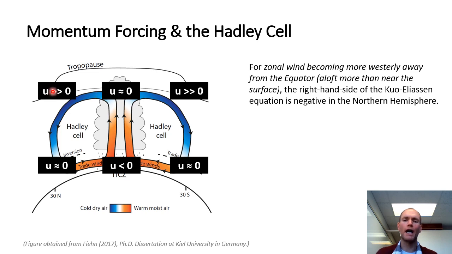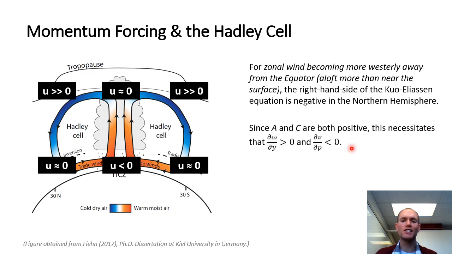Aloft, it is becoming more positive. Less negative and more positive have the same sign for the partial derivative of U with respect to Y. However, the magnitude of this change from near 0 to much greater than 0, versus slightly greater than 0 to near 0, is greater aloft here. So partial U, partial Y is positive in both cases, but partial P of that quantity is negative because the value is increasing going up as pressure goes down. So the right-hand side of that equation is negative in the northern hemisphere from this forcing term.